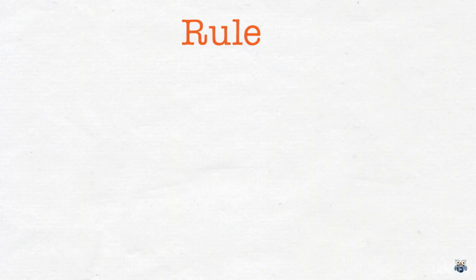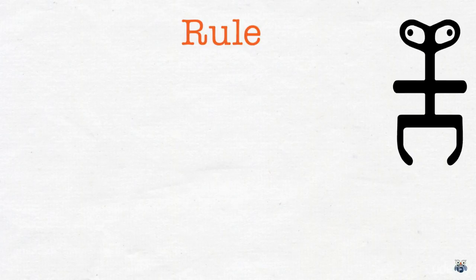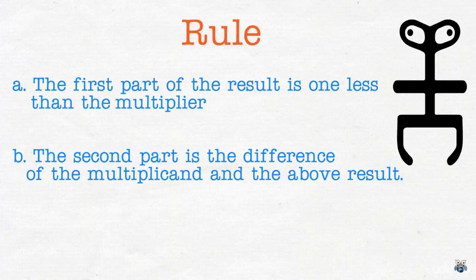So let's write down the pattern we have just seen. The first part of our result is 1 less than the multiplier. The second part is the difference of the multiplicand and the above result. But does this pattern work for bigger numbers? Will it, for example, work in this case? Calculating the result using the conventional method taught in schools is going to be time consuming. So let's see how our method fares.